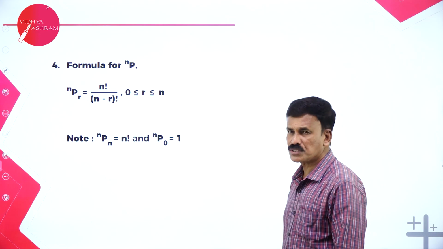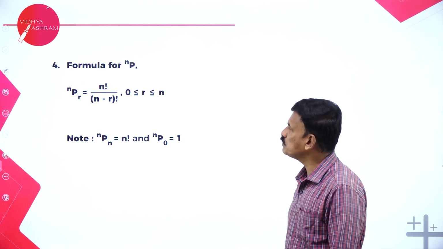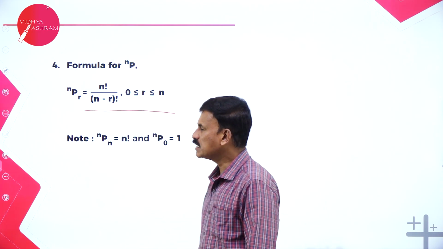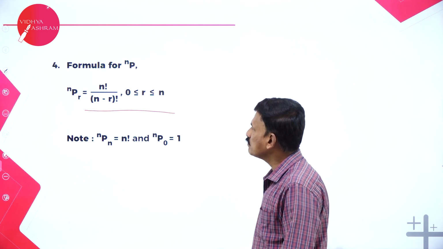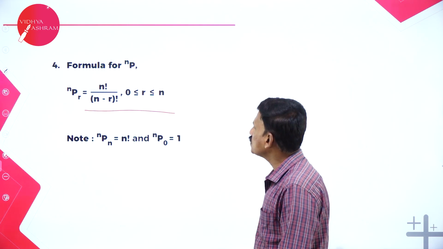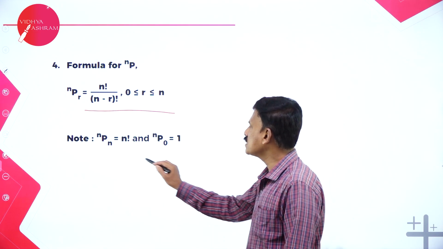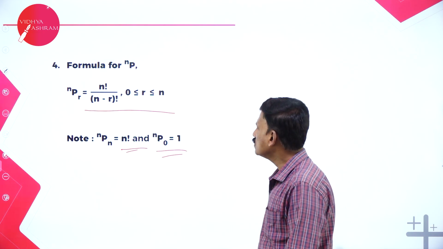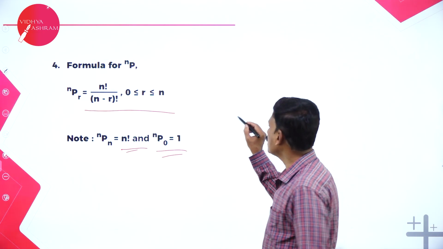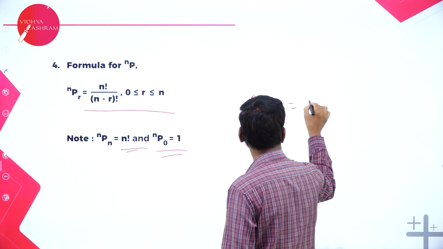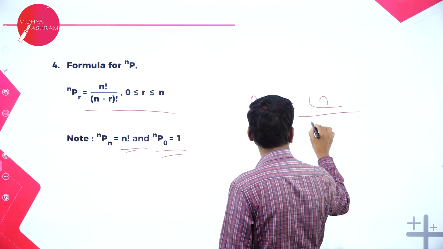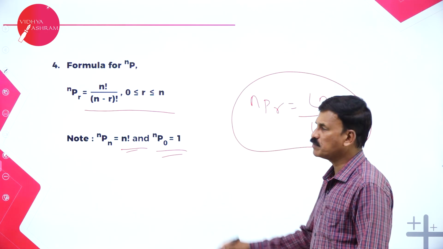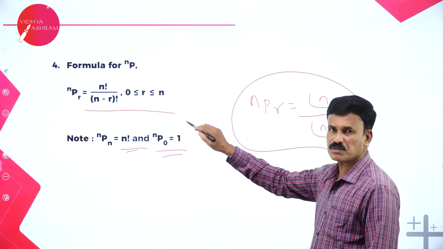Now, just let us know the formula for the permutation nPr. So, the formula for nPr. nPr is equal to n factorial divided by n minus r factorial, where r lies between 0 and n. So, nPn is always equal to n factorial and nP0 is always equal to 1. So what is the formula for nPr? Therefore, the permutation of n things taken r at a time is given by n factorial divided by n minus r factorial, where r lies between 0 and n.